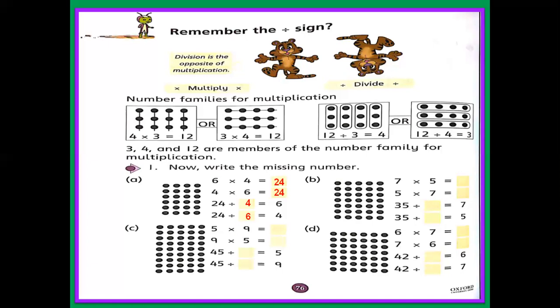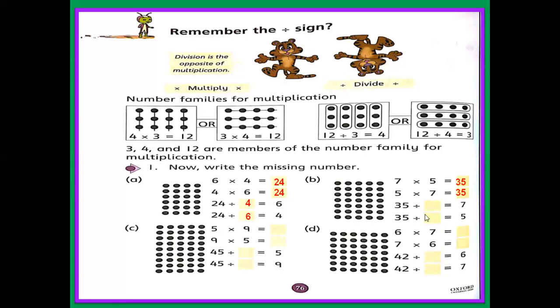5 sevens are 35. 5 multiply 7. Now read the table of 7. 7 ones are 7. 7 twos are 14. 7 threes are 21. 7 fours are 28. 7 fives are 35. So right here 35.